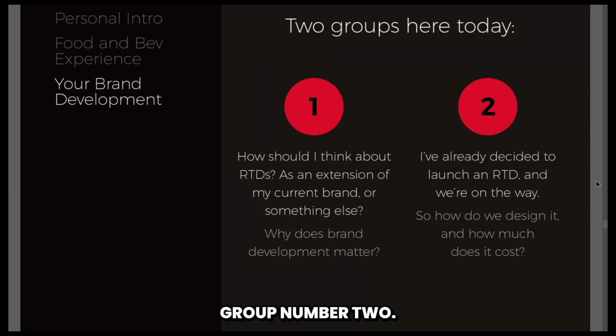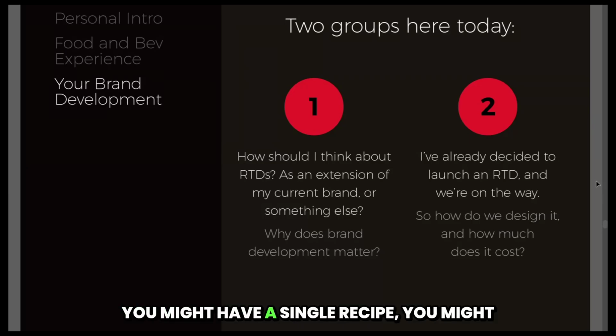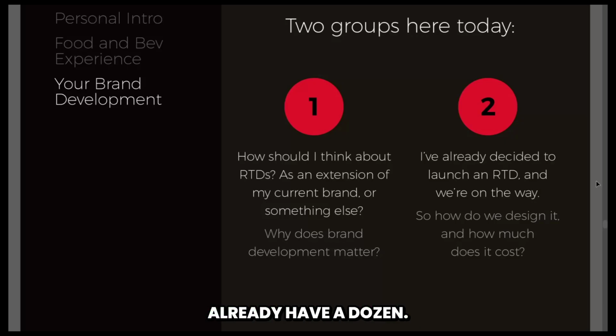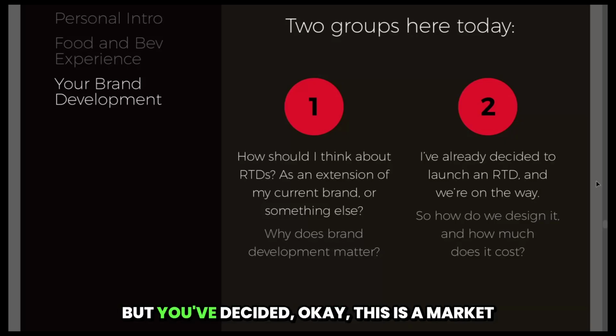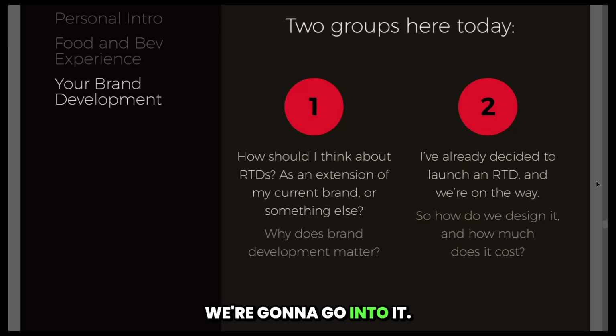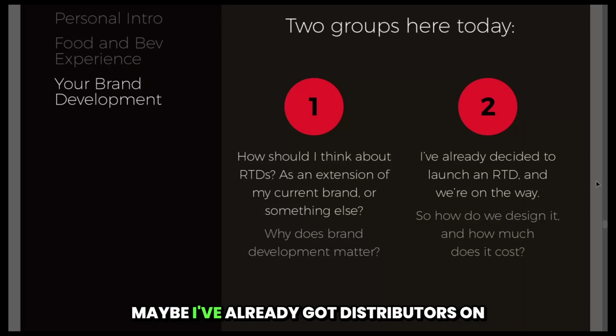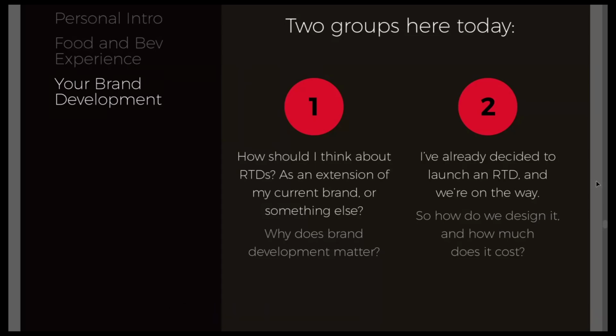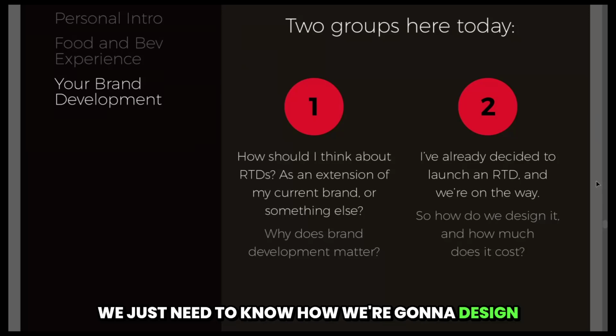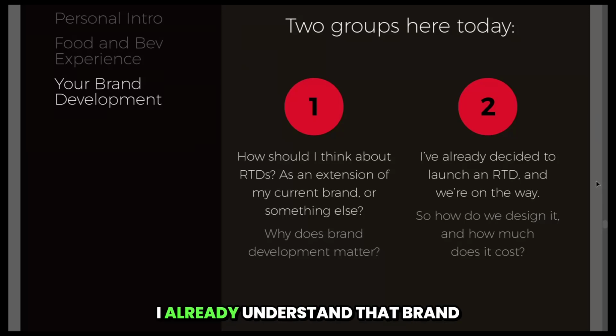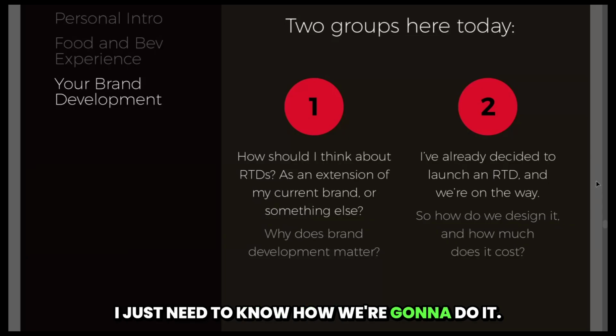Group number two has already decided to launch an RTD. You might have a single recipe. You might already have a dozen. Maybe you don't even have a recipe at all, but you've decided, okay, this is a market that makes sense for us for one reason or another. We're going to go into it. We've already more or less figured out how it's going to go with our operations. Maybe I've already got distributors on board. I've already got a cool partnership, whatever. We just need to know how we're going to design it. How much does it cost? I already understand that brand development is valuable. I just need to know how we're going to do it.